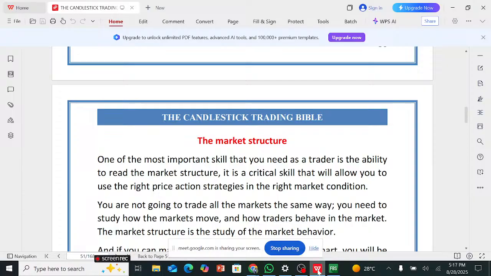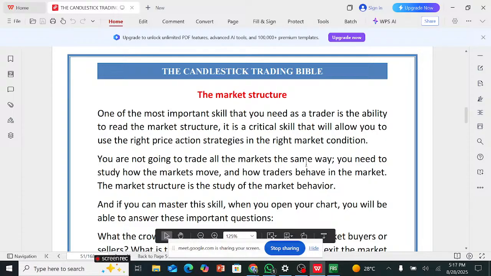So today I want to talk about something called market structure. Normally, the market structure has only four forms. That means the financial market is only in four forms. We have what we call an uptrend, a downtrend, a sideways market, and a choppy market. These are the four forms. Every financial market tries to locate itself in one of those four forms.